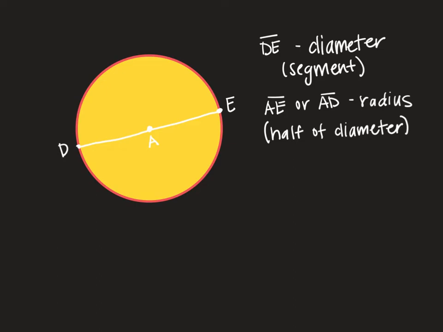Okay, next is called a secant line. So a secant line, it goes through the circle, similar to a diameter, but this would be a line, okay? So it meets the circle at 2 points, and those 2 points are on the circle, and then it extends past it. So XY, line XY would be a secant.